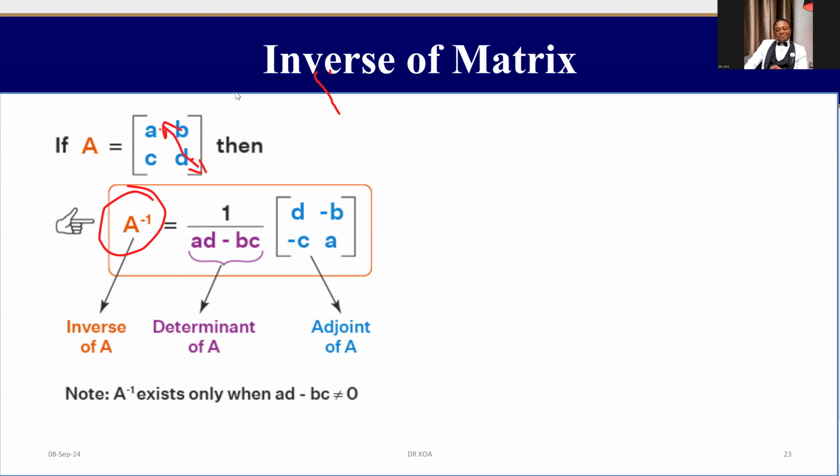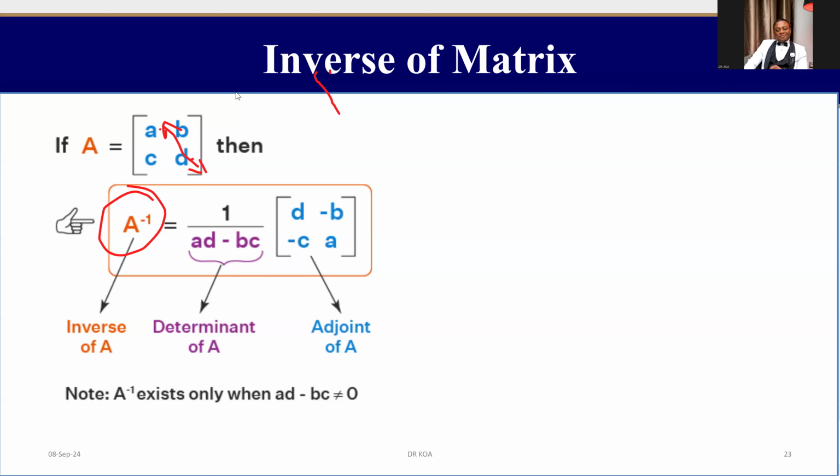So the adjoint of A has two things to do. The determinant of A is very simple. You multiply A and D, subtract B and C. But the adjoint, you switch the A and D, and then don't switch the B and C, but give them negative. When you now multiply these two together, one over the determinant multiplied by the adjoint, everything now gives you the inverse of A.